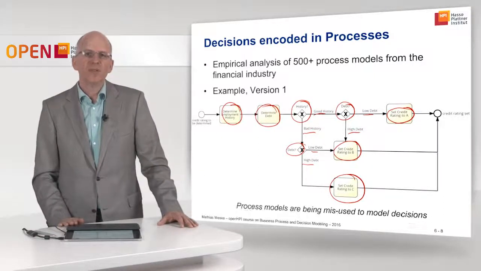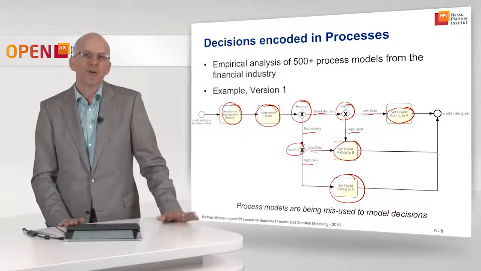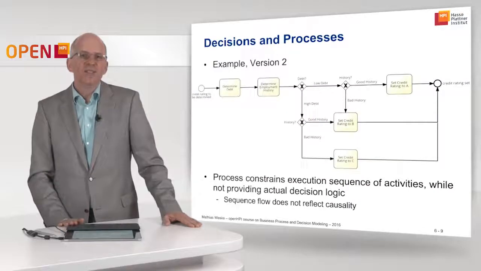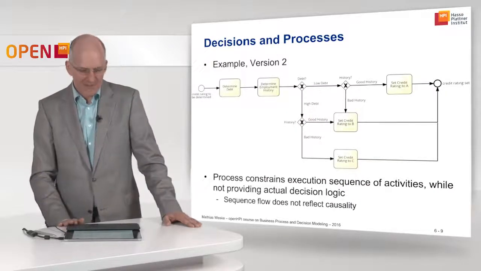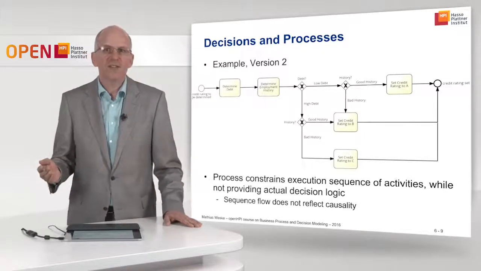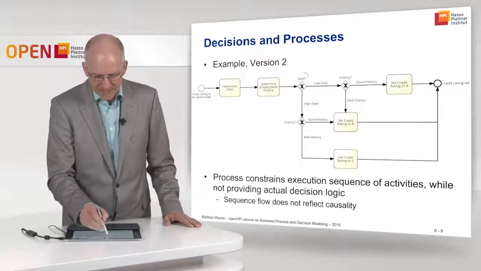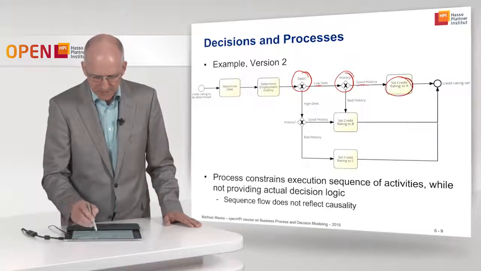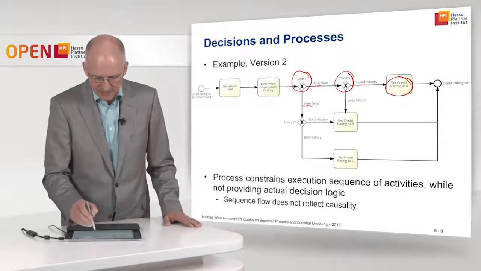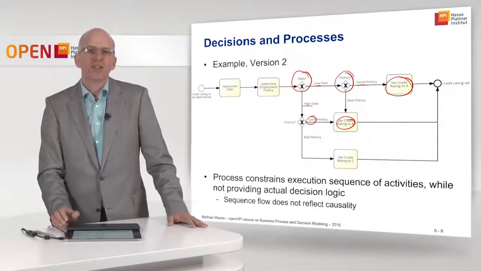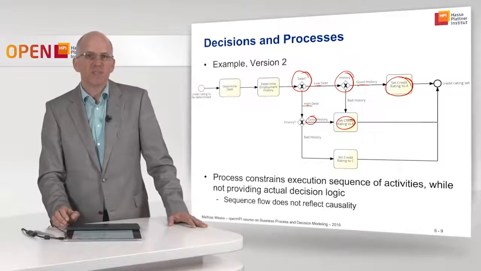We also found variation of this. So as I indicated before, the process models are being misused sometimes to model decisions. We also saw a different version of that. And here we have the same decision logic encoded in a different process. So here first the debt is evaluated. So when the debt is low and the history is good, I go to A. When the debt is high and the history is good, I go to B, and so forth. So basically the same decision logic is encoded here, but in a different process model.